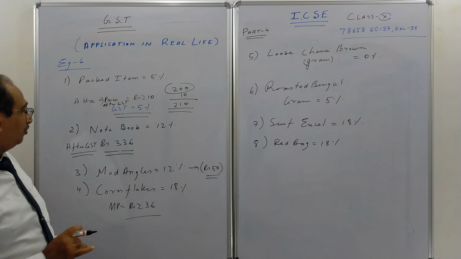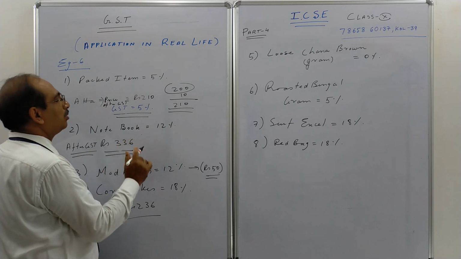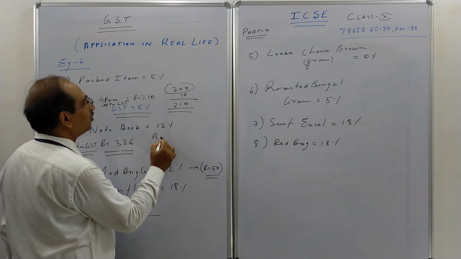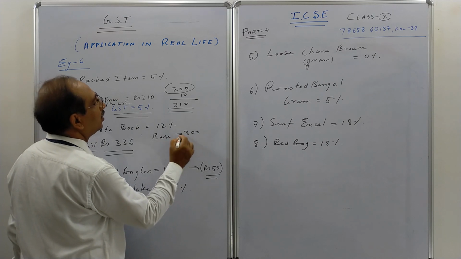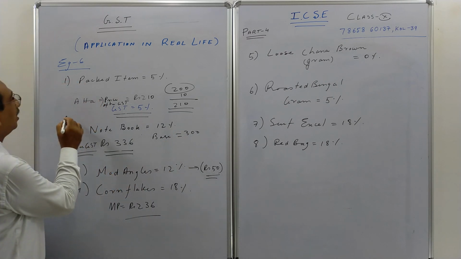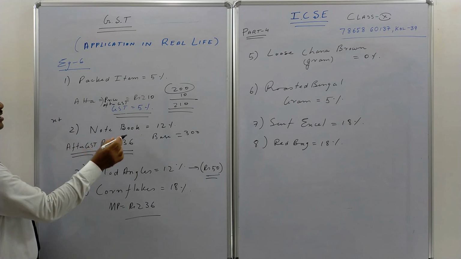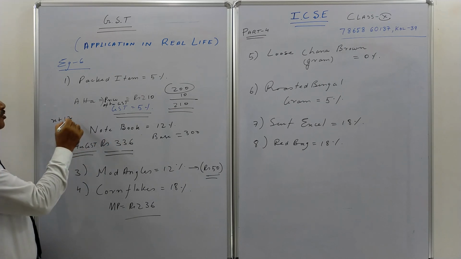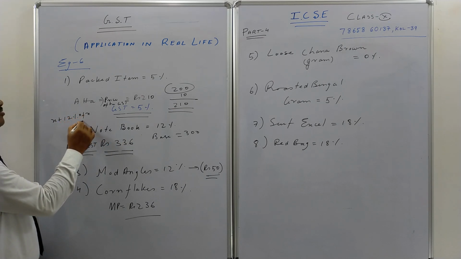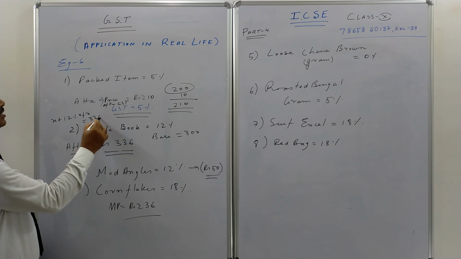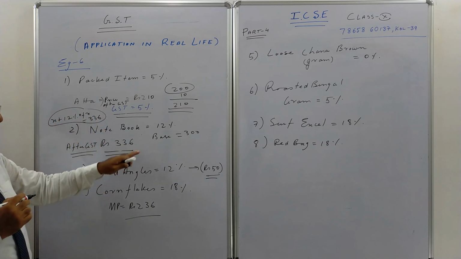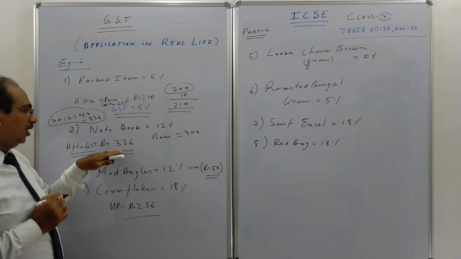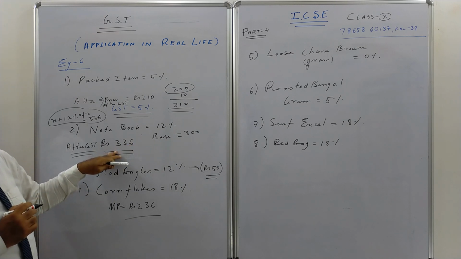Like over here, I paid 336, at 12%. So the base price was, children, 300. You can do the opposite calculation. Let the base price be X. Notebook copies I bought for my children. 12% of X added gives 336. So once more, notebooks have 12% tax. So 300 becomes 336 after tax.